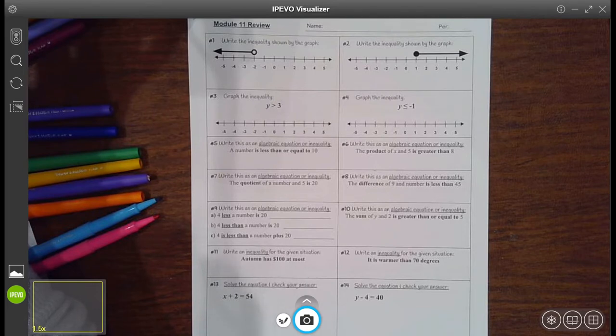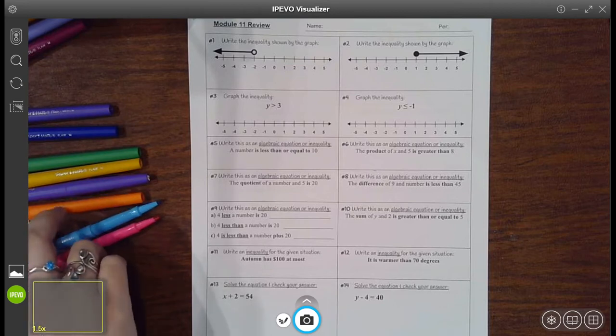As always, feel free to try it yourself. So pause the video, try it yourself, and then unpause it and come back and join us to check yourself.